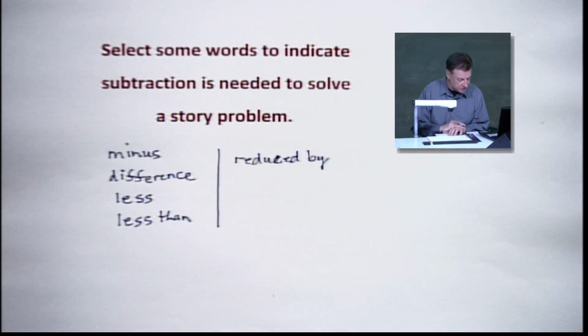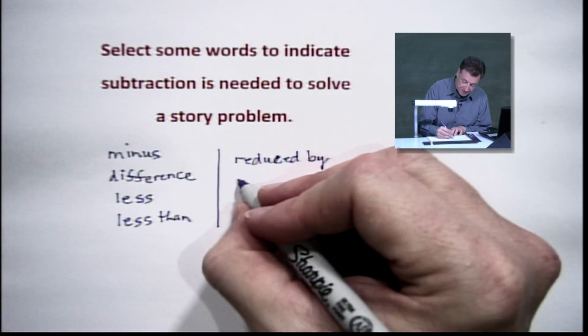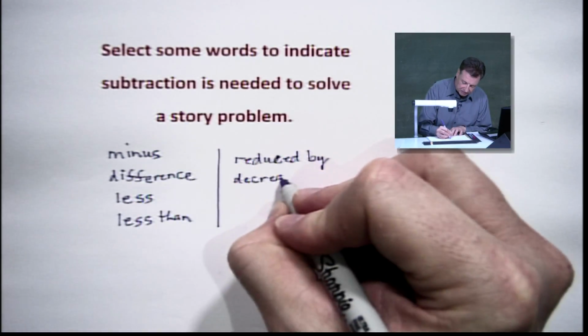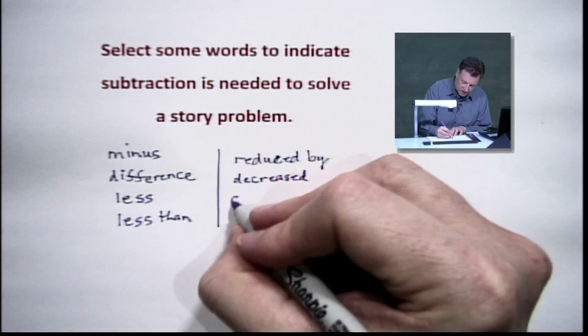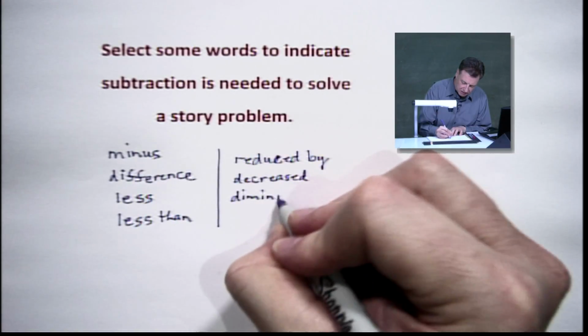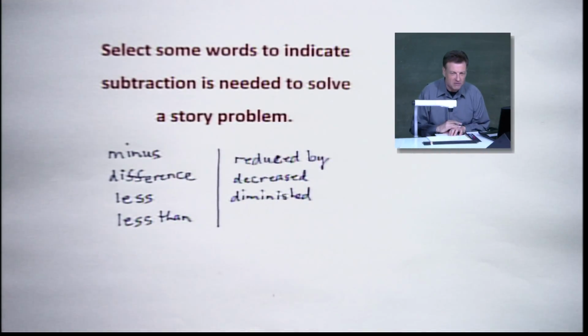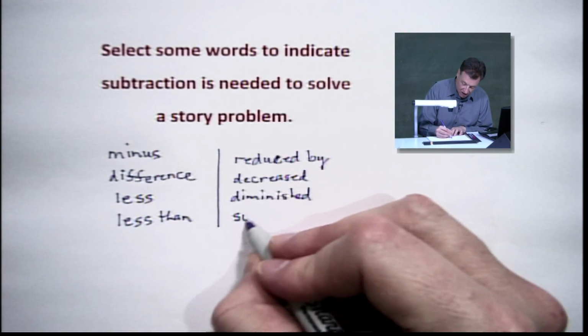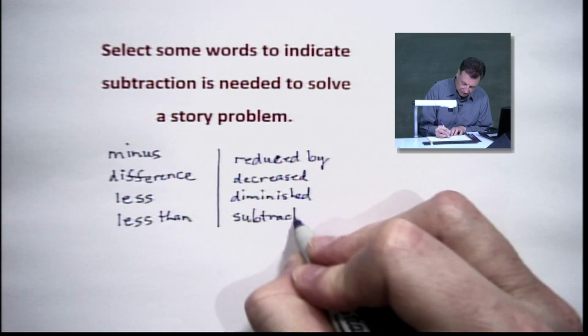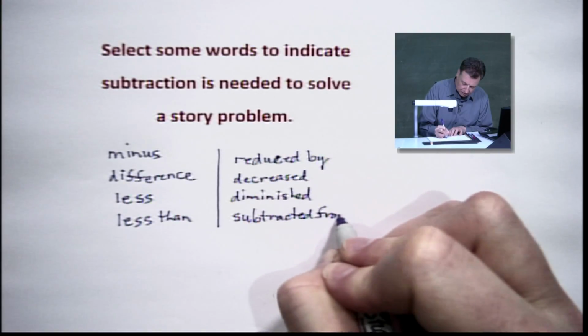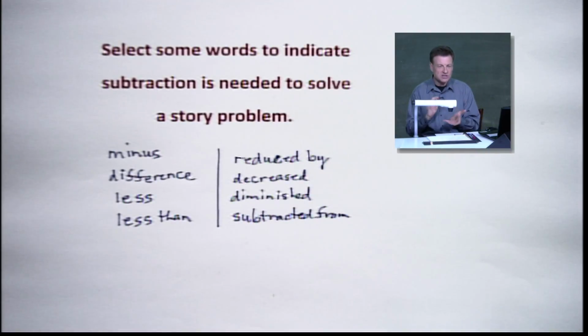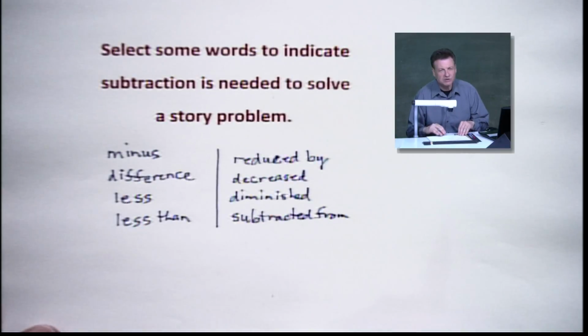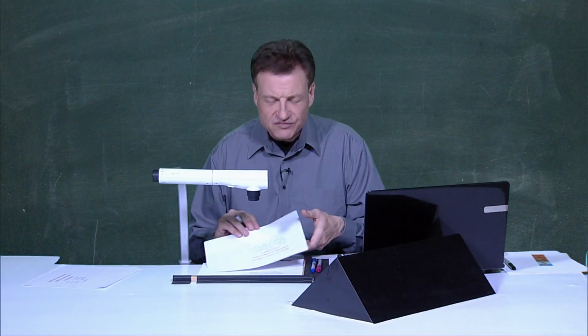Reduced by, those kind of expressions. Decreased for the opposite of increased. How about it? Another word, diminished. Told you we get some fancy words on Mathline. And then perhaps we say subtracted from. So those are some expressions. Those indicate we're going to involve subtraction, all right? So there are the first 2 operations.